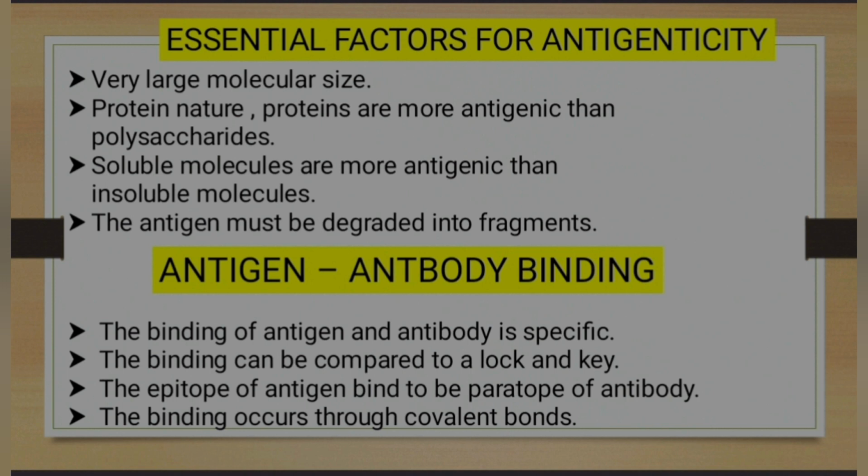Antigen antibody binding. The binding of antigen and antibody is specific. The binding can be compared to a lock and key. The epitope of the antigen binds to the paratope of the antibody. The binding occurs through non-covalent bonds. Antigen antibody binding means they can bind with each other through the specific paratope and epitope. This is called antigen antibody binding.